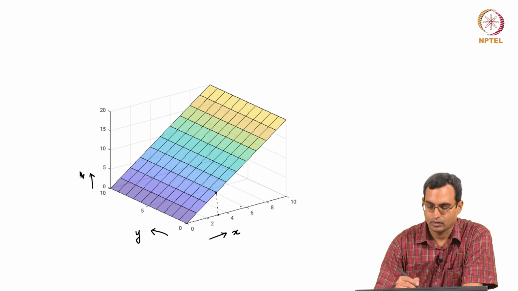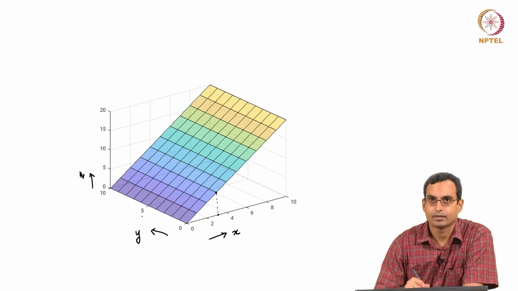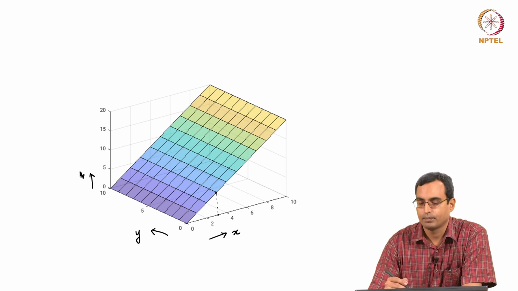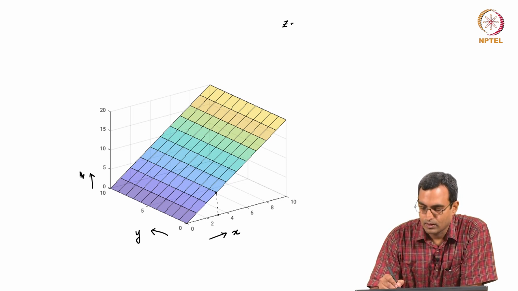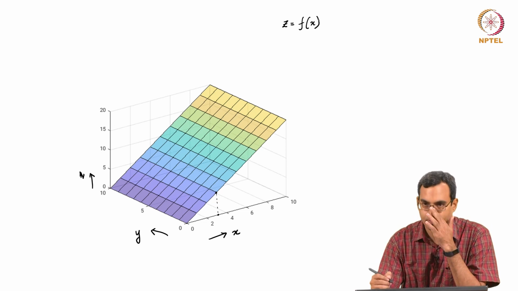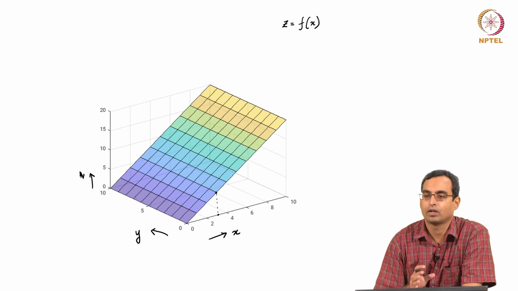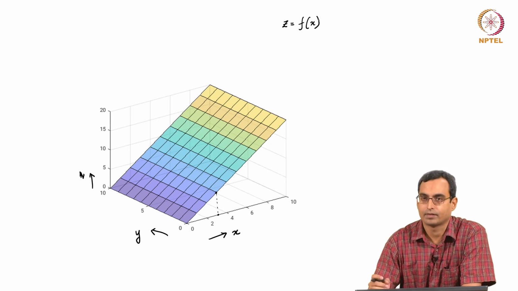As I go along the y direction, the altitude values at any point are not changing at all. So, this would essentially be a function where we would say that z is a function of only x. So, z varies as we go along the x direction, or the height varies when we go along the x direction, but the height does not vary when we go along the y direction.